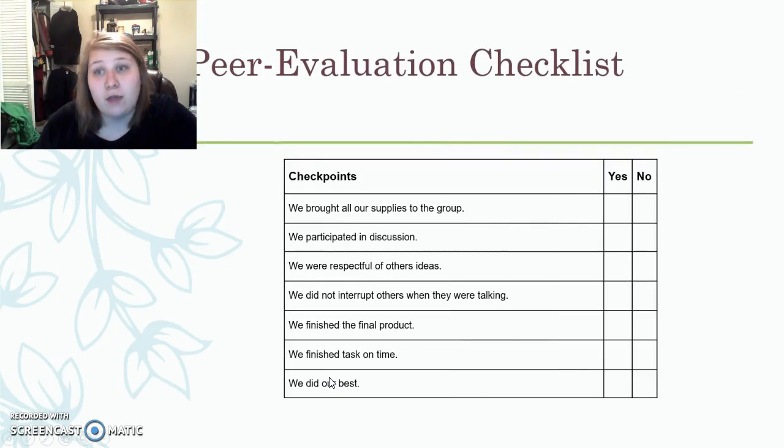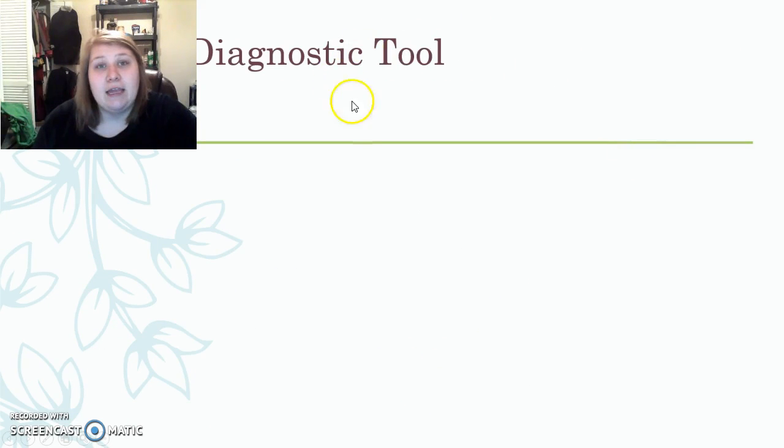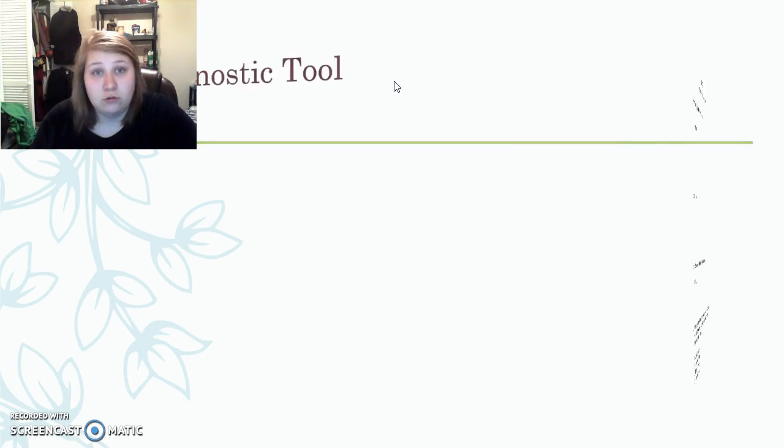And for the peer evaluation, I will give one of these per group member. So if there's 4 group members in the group, each person will receive 3, and they will do one on each person. And it's basically the same as the self. And then we have a diagnostic tool.